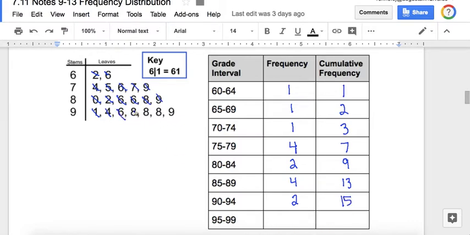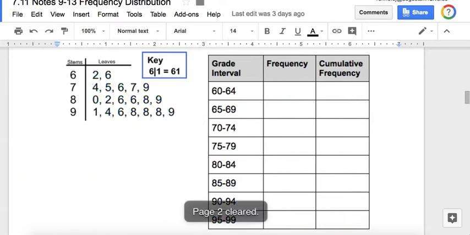And 95 to 99, 1, 2, 3, 4, 5. And when I take 5 and add it to the 15 I already have, my cumulative frequency is 20. And this represents, draw an arrow over here, this represents the number of students, which is also the number of leaves, because each leaf represented a student. And I have 20 leaves, therefore I have 20 students. And my cumulative frequency should match how many leaves there are, and it does.